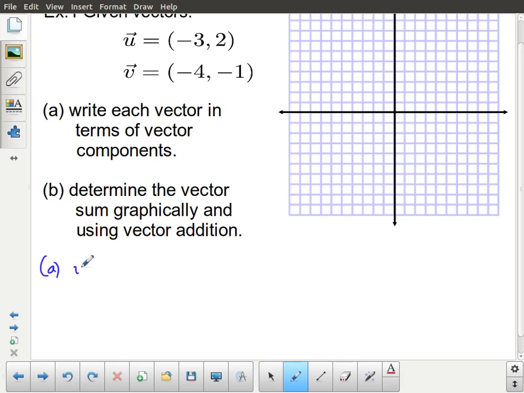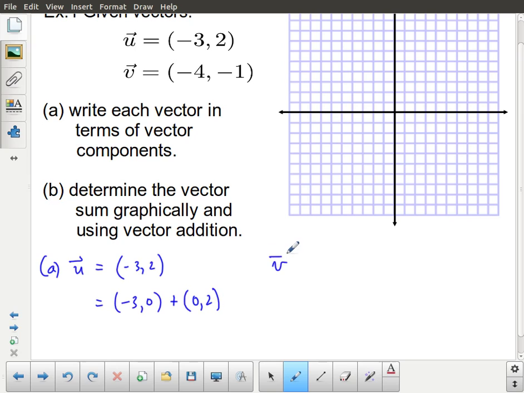So let's go to part A, and I'm going to rewrite u. Let's rewrite the vector as it was given. This is not a difficult thing to do. If I'm going to write this in terms of its vector components, I'm just going to write the component that lies along the x-axis is the -3, and the component that lies along the y-axis. I apologize, I just put an extra bracket in there because I've got three-dimensional space on my mind. So the -3 lies along the x direction, the 2 lies along the y direction.